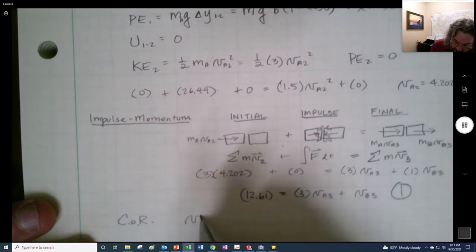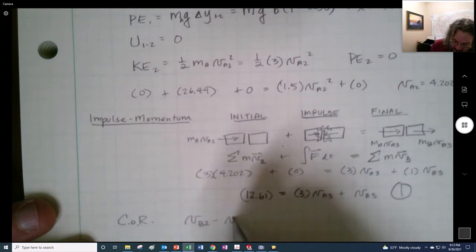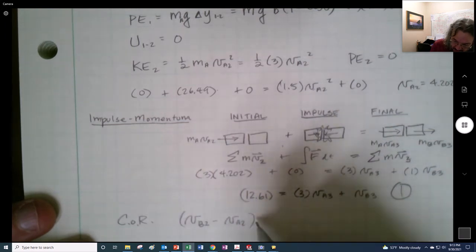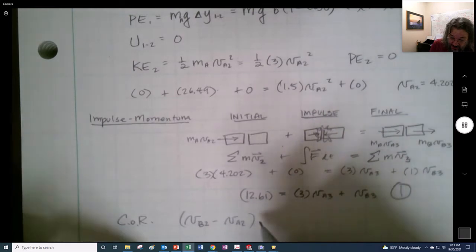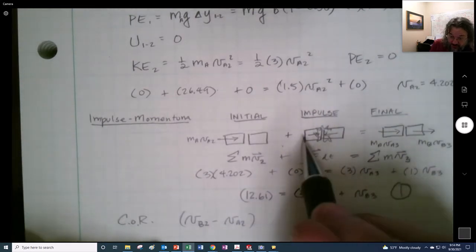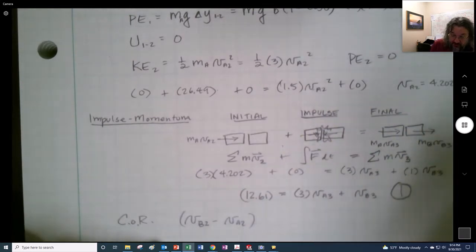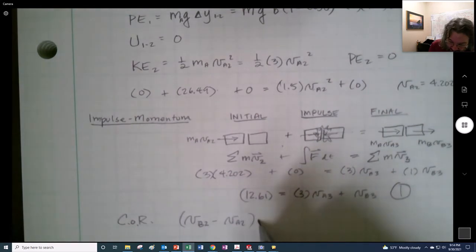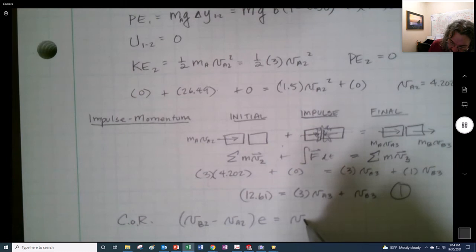We write out V, A, I think I like B first, right? VB2 minus VA2. We could put the normal onto the thing, but it doesn't matter. I mean, the normal goes right through there, but we only have it in one direction, so we're totally cool. And so we're going to get VA3 minus VB3.